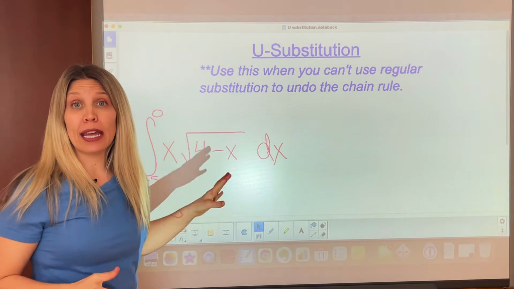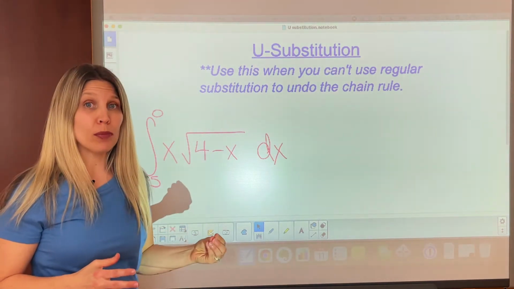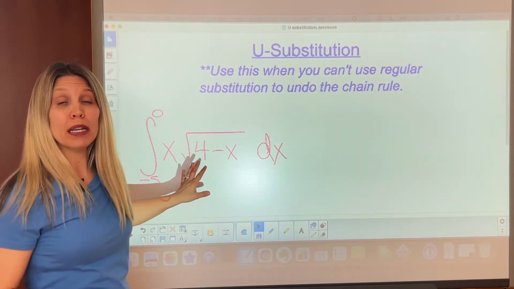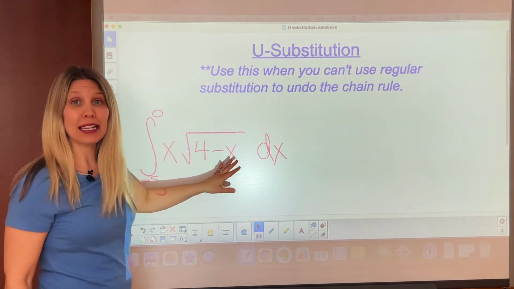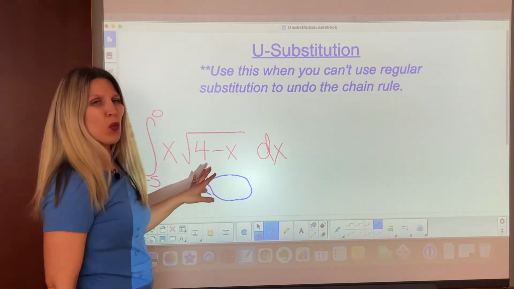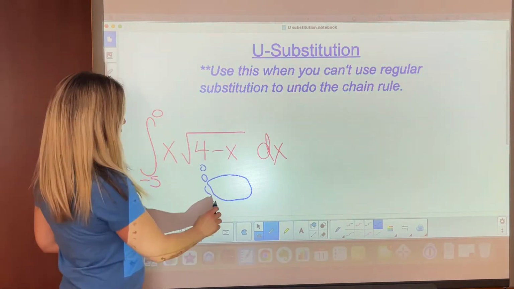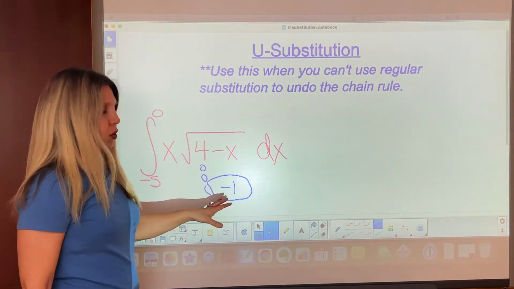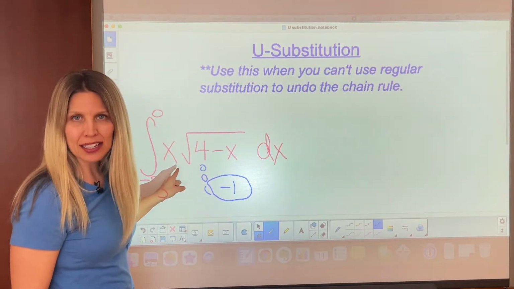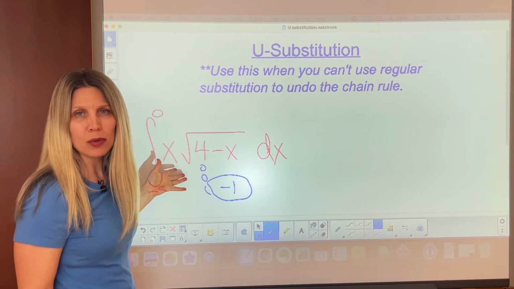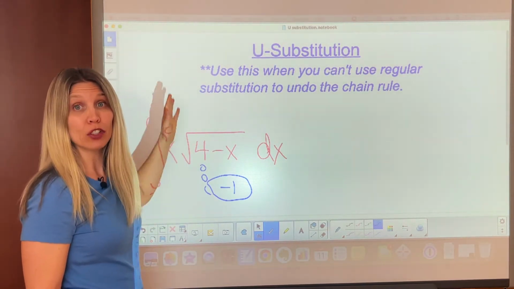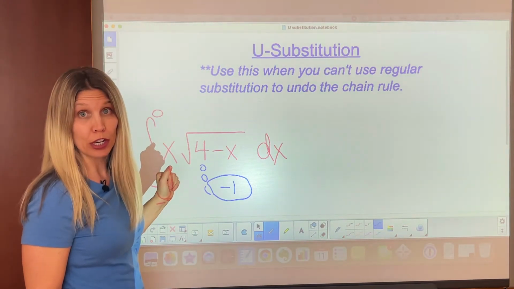The first thing you need to look at in this problem, if we're doing regular substitution, is the inside piece. In this case, our inside piece would be under the square root, 4 minus x. If we say, what's the derivative of this inside piece? It would be -1, which is not a problem. The problem comes in is, you have an extra x hanging out over here. What are you going to do with that? That's how you know that you cannot use regular substitution and you have to look into U substitution.